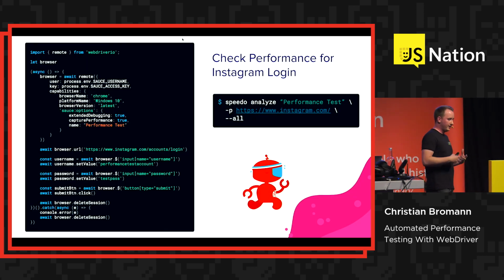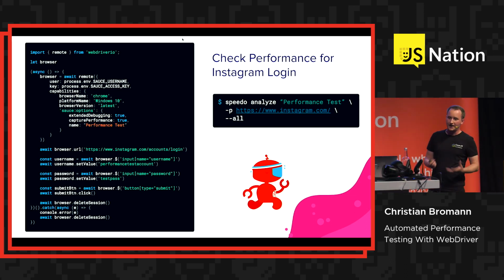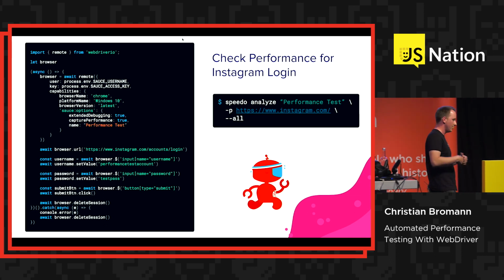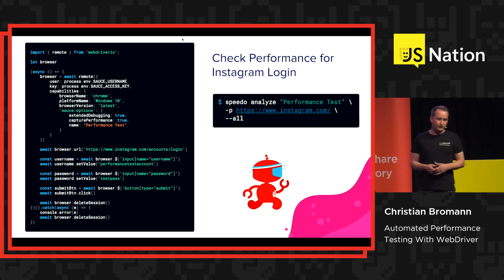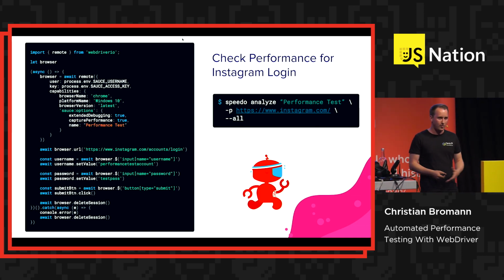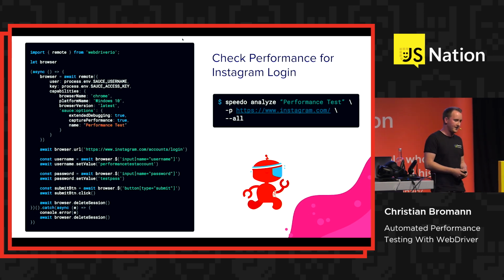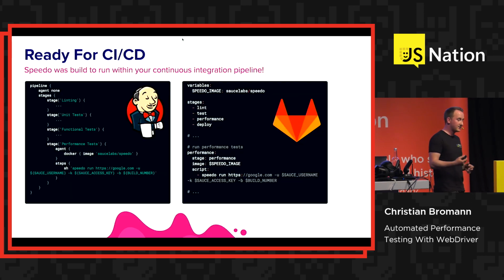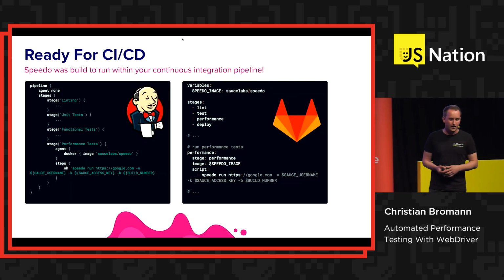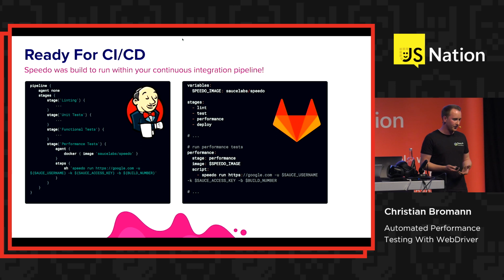So as I said, it's not only important to get the performance metrics for every page load, but also to get behind some sort of login or create a certain state in your application before you run the performance test. And if you run tests on Sauce, you can just do whatever you do with your normal functional test, and then at the end use the analyze command to test the performance of a specific test from a specific URL. In this case, Instagram.com once I'm logged in. Like I said, it's ready for CI/CD. That means you can plug it into your continuous integration pipeline, be it Jenkins or GitLab, using our Docker container.